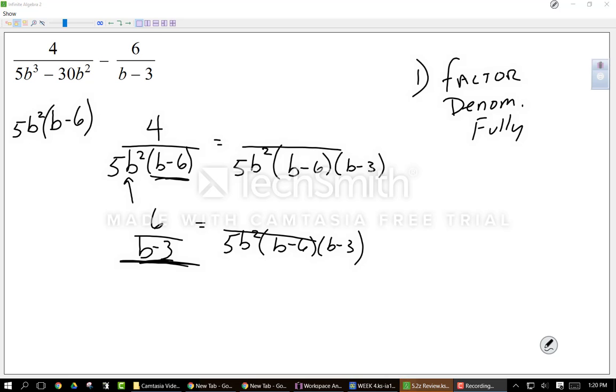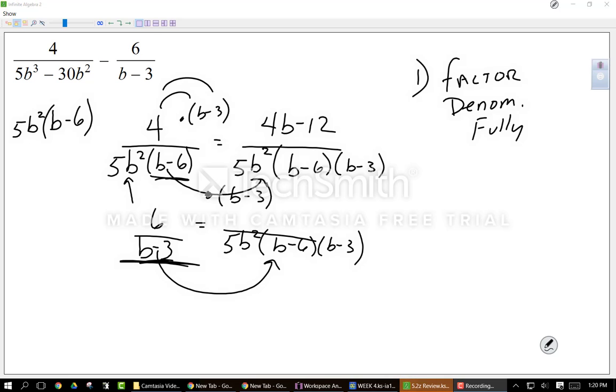Now I need to find my numerator to reflect that. How did I go from that denominator, 5b squared times b minus 6, to my new denominator with a b minus 3 in it? All you did was multiply by b minus 3. That's the only change. So I have to multiply the numerator by b minus 3. When I do that, I get 4b minus 12. Now my second denominator: how did I go from b minus 3 to all of that? Well, I multiplied by 5b squared and a b minus 6.